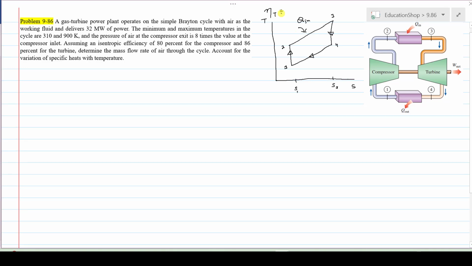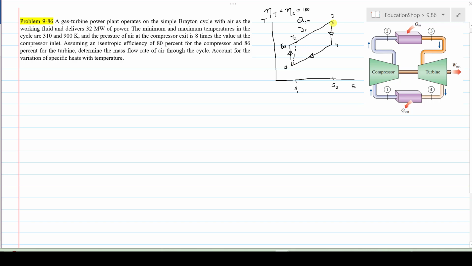Remember, when the efficiency of the turbine and compressor is 100%, then the ideal Brayton cycle will look like this. If the efficiency of the compressor decreases from 100%, then the temperature after compression is slightly higher than the ideal one, as you will observe. This is, let's say, the actual temperature T2. This is the ideal temperature T2s when the compressor is working at 100% efficiency.